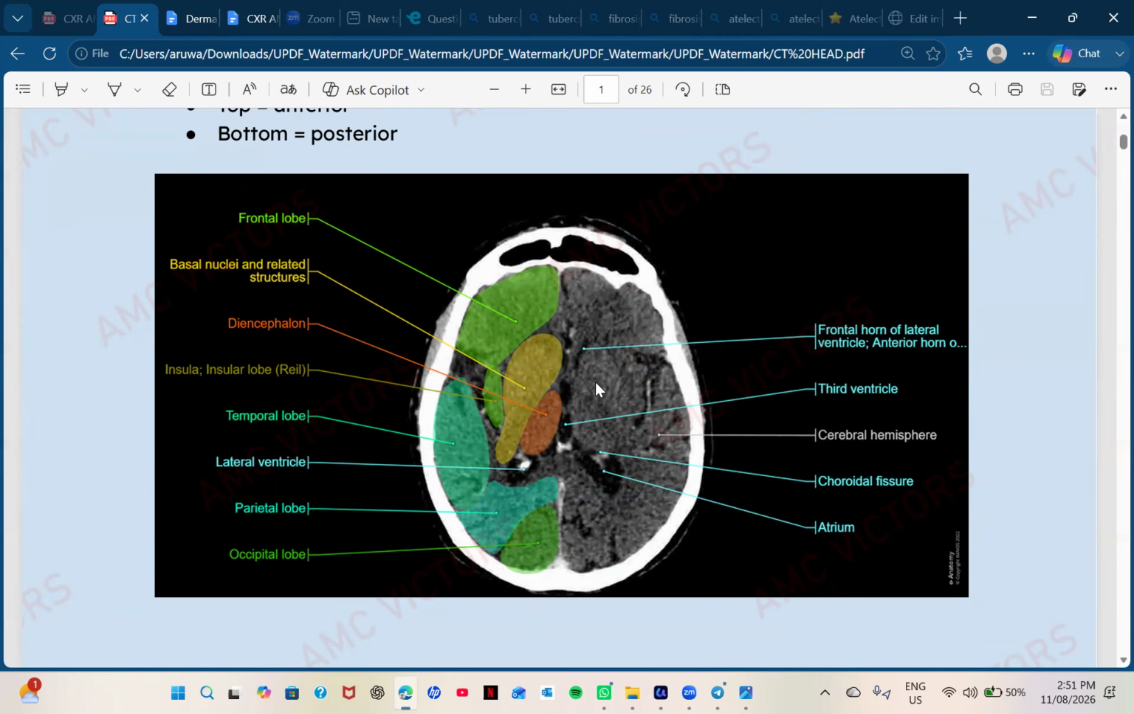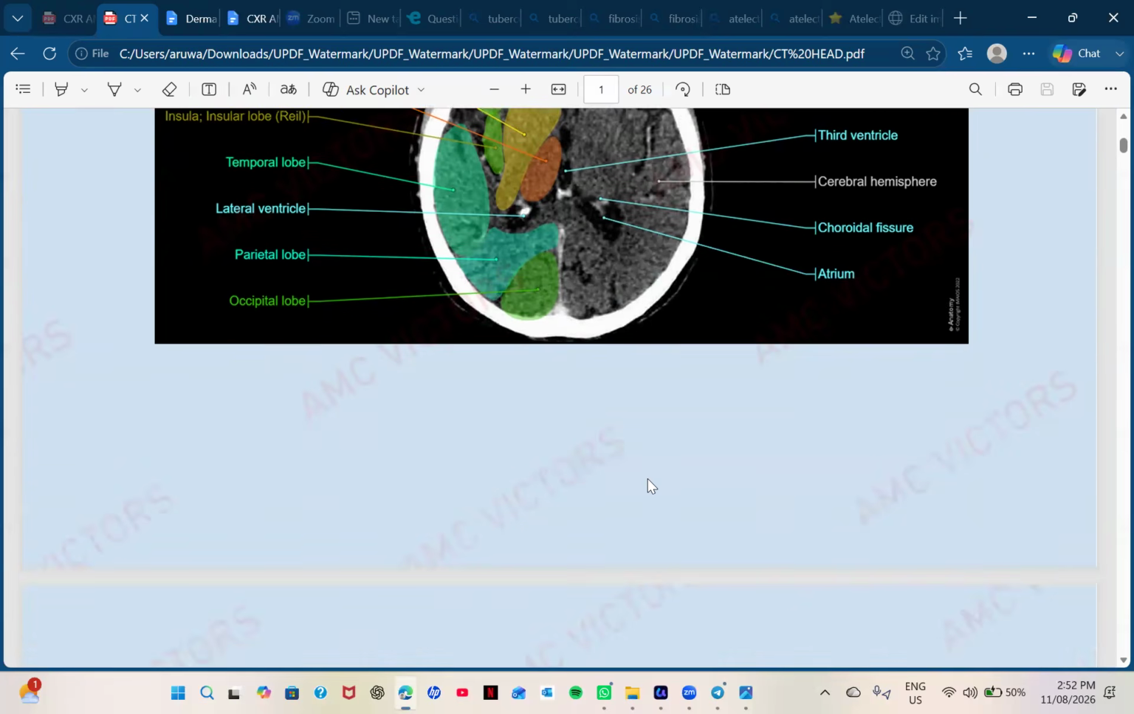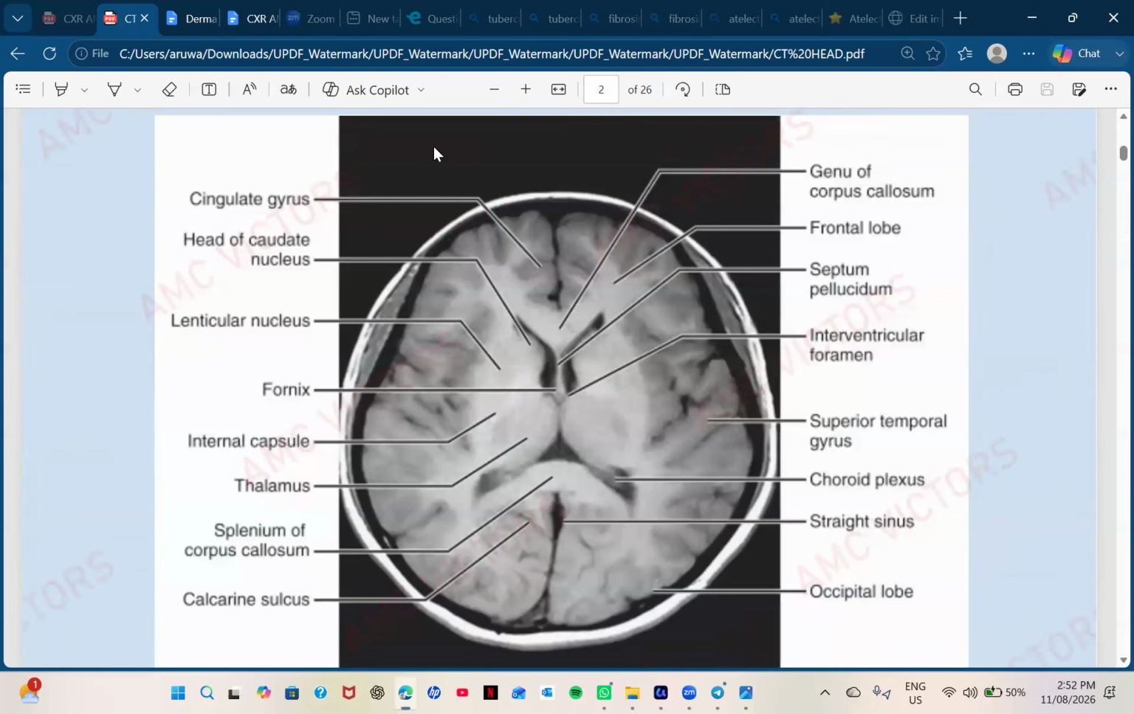Then the third ventricle, the frontal horn of the lateral ventricle. So you all know the ventricle appearance here. Other than that, we have gyrus and sulcus, right? Here you can see the gyrus.